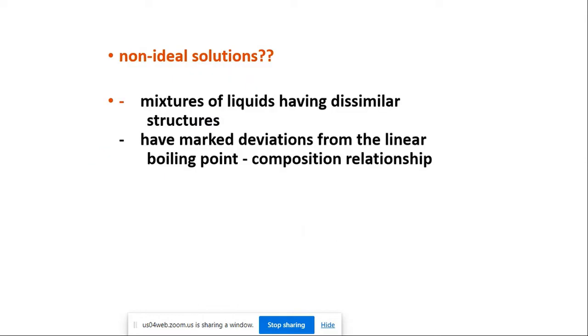That is the most primary phase diagram that I use to describe what is called a phase diagram. So we discuss what is non-ideal solutions. Non-ideal means a mixture of liquids having dissimilar structures. It means they have marked deviation from the linear boiling point composition relation. That means we can't just identify what type of mixture is in those components. That is called non-ideal solutions.